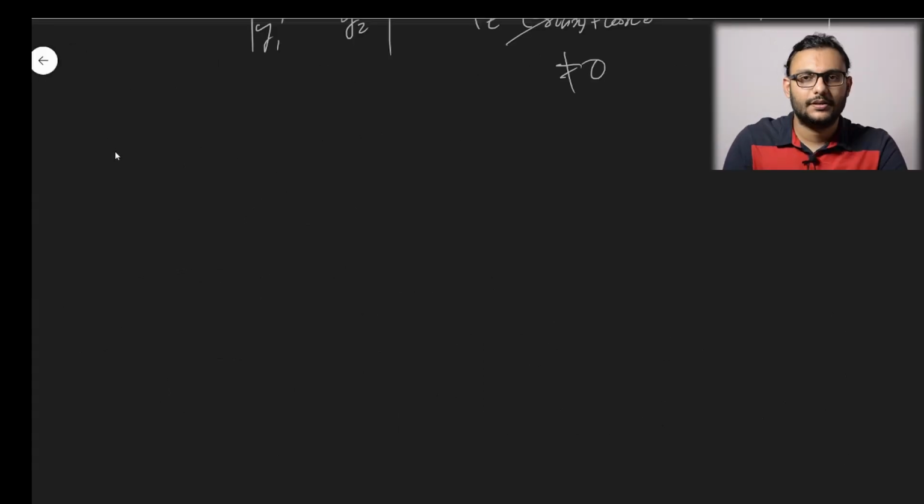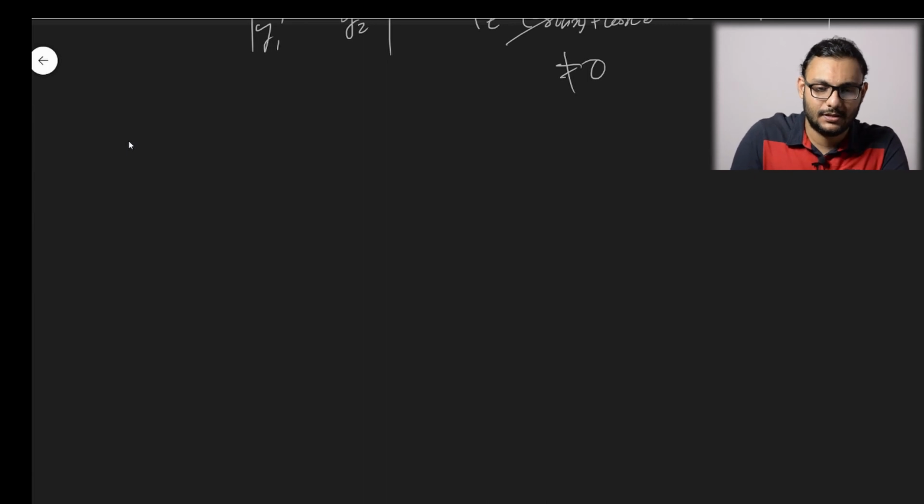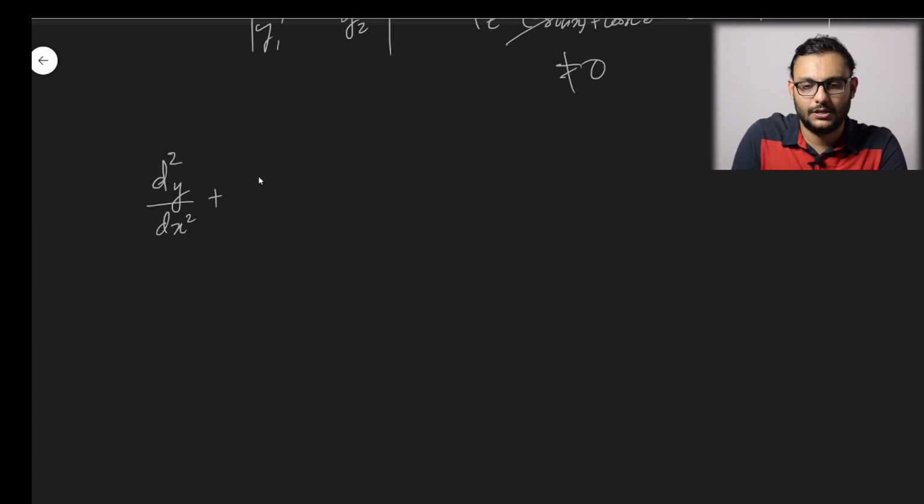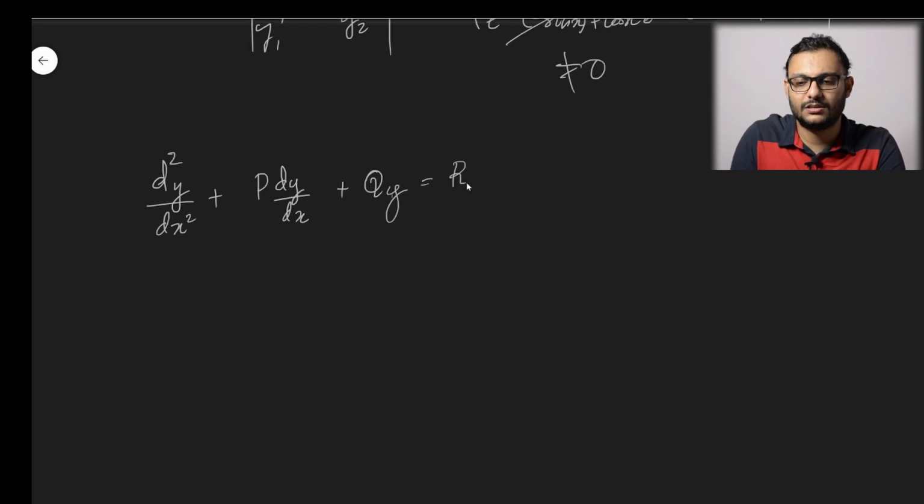Now let us move on to the actual solution of second order differential equations. We have already discussed the general form of a linear second order differential equation as d square y by dx square plus p into dy by dx plus q into y equals r. Suppose this r is a function of x. This is the most general case where p and q are constants, or constant coefficients.